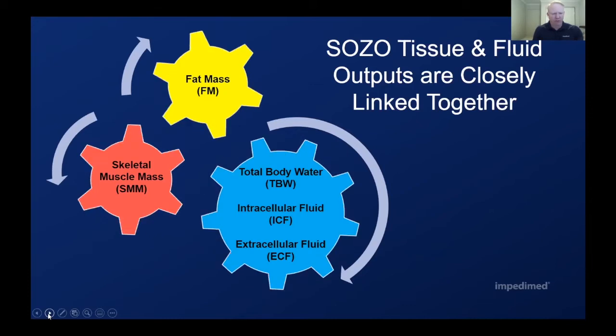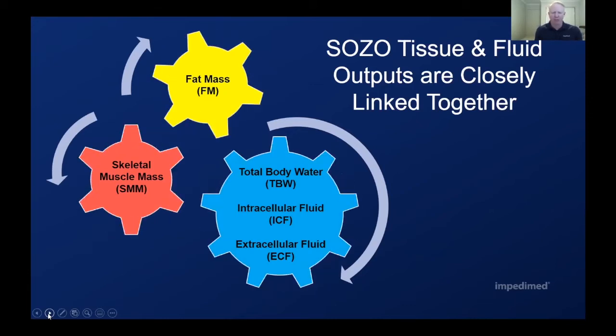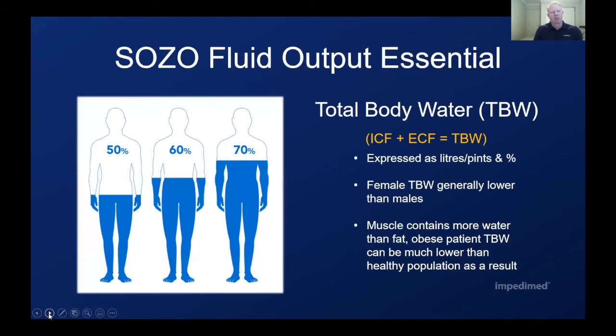The thing to remember with all of these 5 key outputs is they all work together. We understand how the technology works, so the fluid component is really important. So don't ever just look at fat mass as an example on its own. We need to see what's happening with the other parameters to really establish a holistic view of the patient and what's occurred with that patient from test to test. So let's look at some of those fluid outputs.